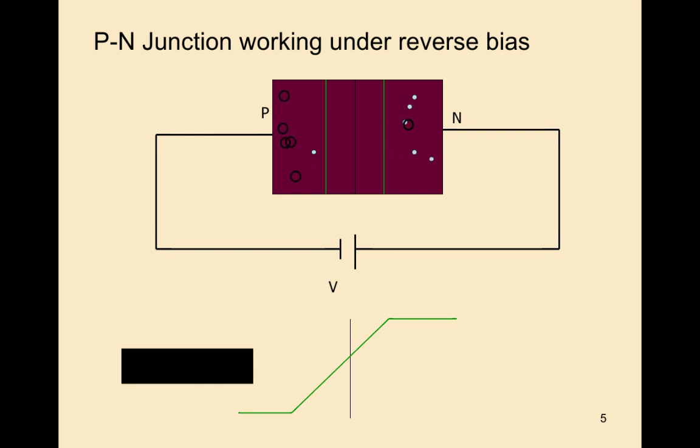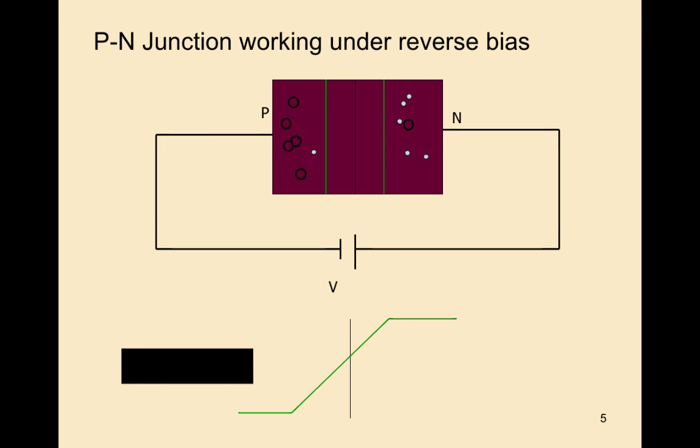Due to the increase of the depletion region, there is no movement of majority charge carriers from P to N side and N to P side. So by connecting in this way, there is no current flowing in the diode. Why? Because there is no movement of majority charge carriers across the junction. But a small current will flow in this diode. That current will be due to the minority carriers.